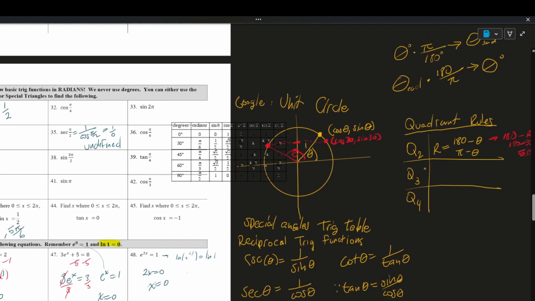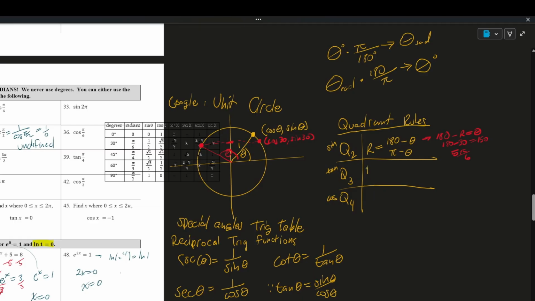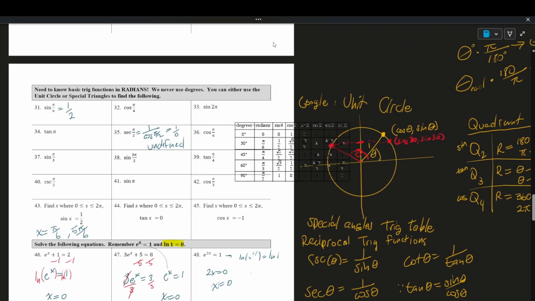We would use quadrant 3 rules for tangent and quadrant 4 rules for cosine. And I'll quickly remind you what those are. In quadrant 3, our reference angle is our given angle minus 180. And in quadrant 4, our reference angle is 360 minus the given angle. And again, you can use radians for that. Okay, so that's how I was able to find the other angle, 5 pi over 6.